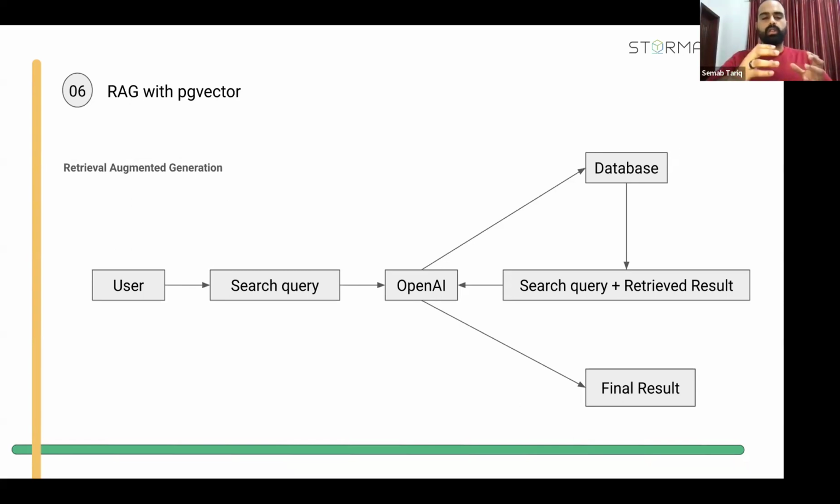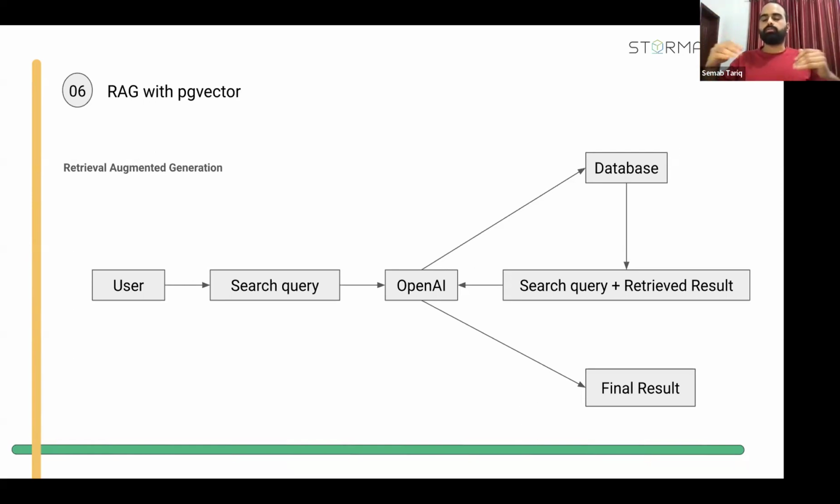First of all, we have a user that can send any search query to our database. Let's say we have a database that holds information of all the cities in Pakistan. If a user sends a search query to our database, we will first pick this search query and send it to OpenAI or any embedding model to generate the embeddings for that search query. Once we have the embeddings, we will use these embeddings and go to our database to perform similarity searches.